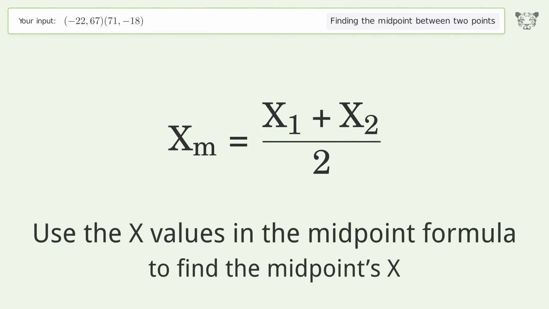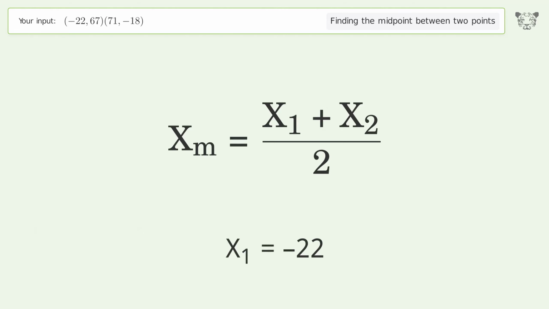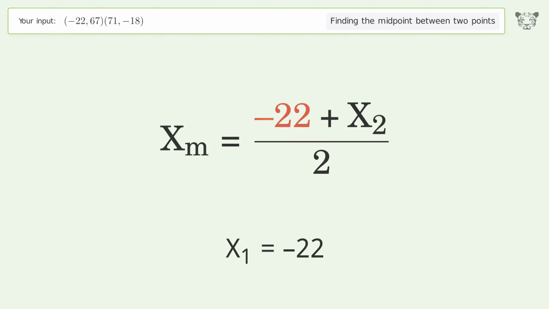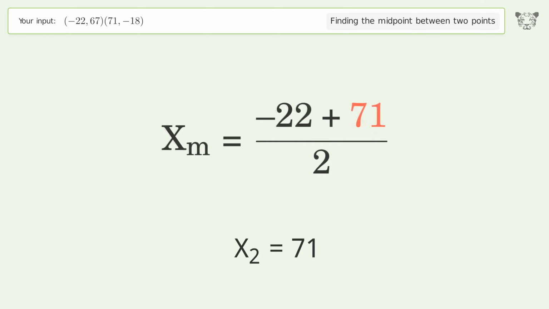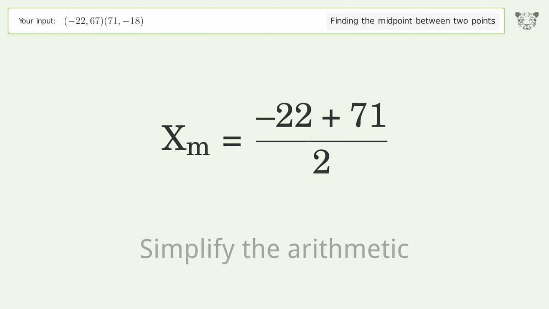Use the x values in the midpoint formula to find the midpoint's x. x1 equals -22. x2 equals 71. Simplify the arithmetic.